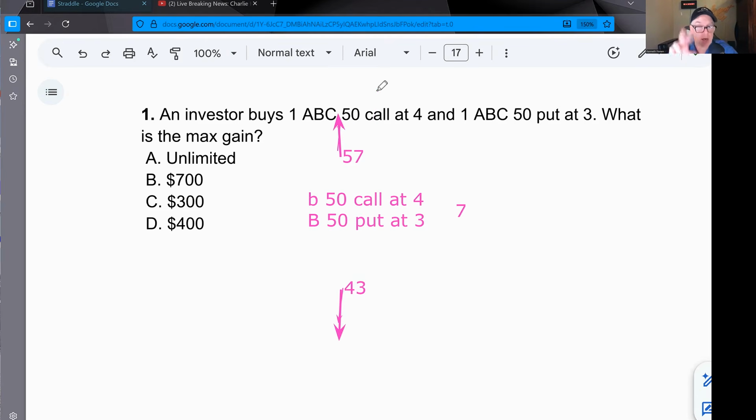Always remember, straddles are easy stuff. The max gain and max loss is going to be either premium or unlimited. If it's a long straddle, unlimited gain, premium loss. If it's a short straddle, premium gain, unlimited loss. Hope that works, right? Long straddle, unlimited gain, premium loss. Short straddle, unlimited loss, premium gain. Okay, on to the next one. Super easy stuff.